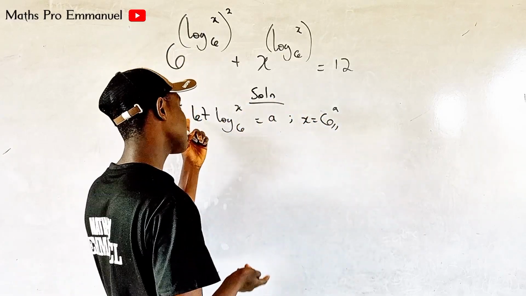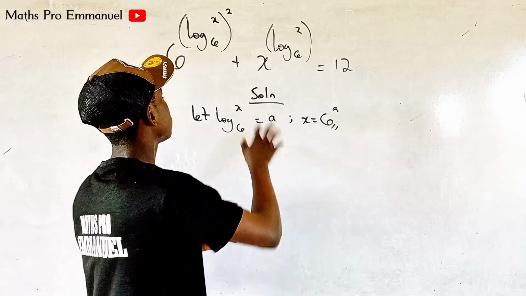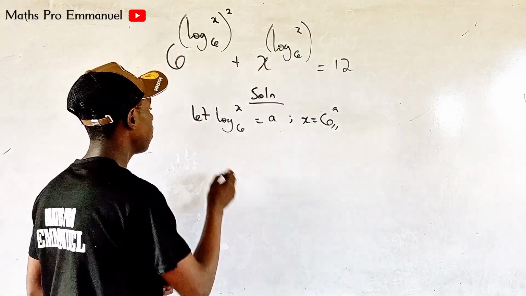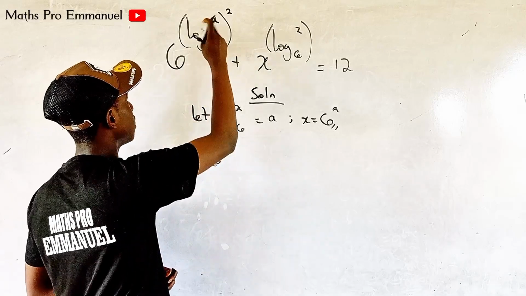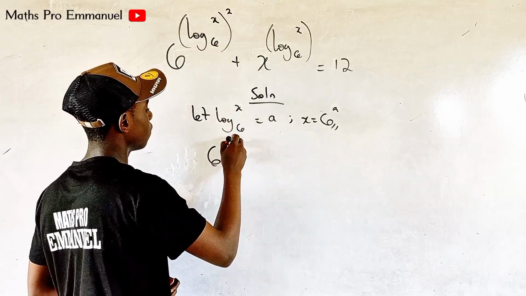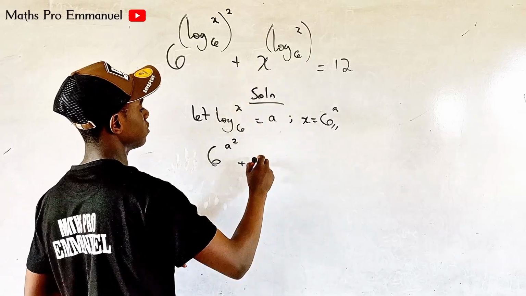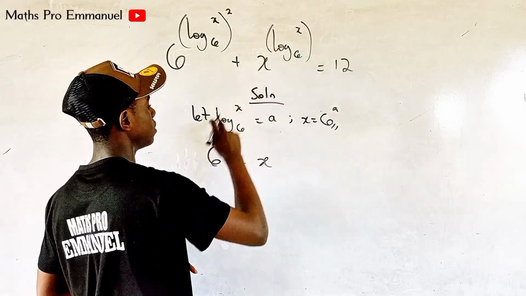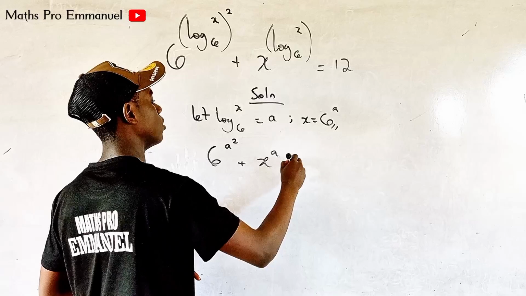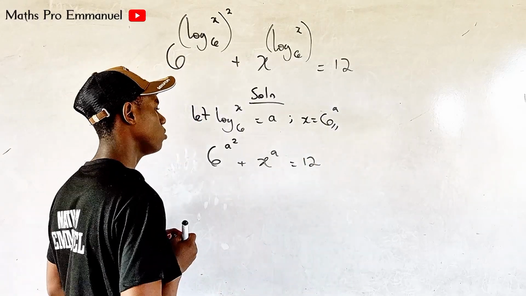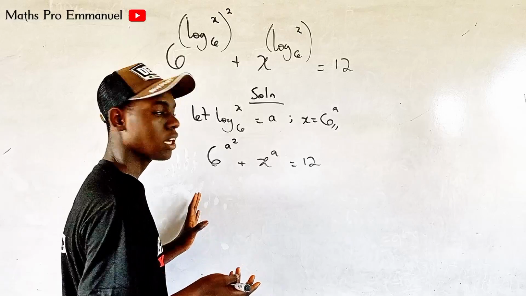Remember I said let log x base 6 be a, because log x base 6 appeared here and here. So now I'll have 6 raised to the power of a squared plus x raised to the power of log x base 6, which is a, will now be equal to 12. Right? That's it. So I can't still solve with this. There's nothing I can do here.